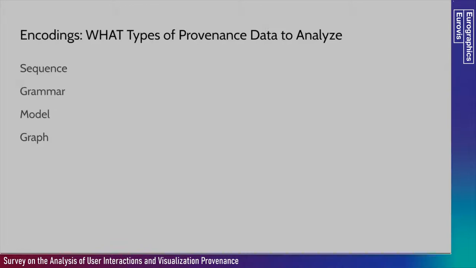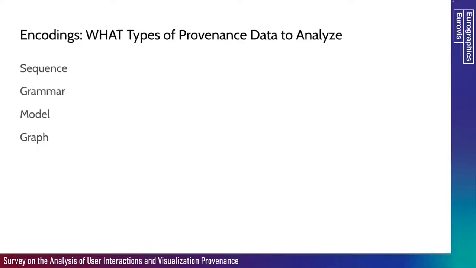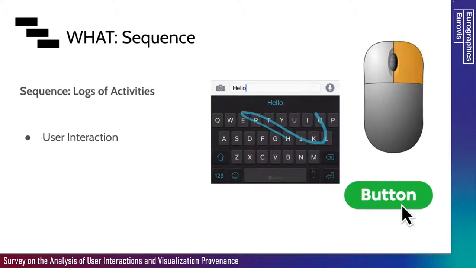In this section, we will briefly discuss the types of provenance data and how to encode them. We divided existing work into four types: sequence, grammar, model, and graph. Sequence is probably the easiest way to log activities. One of the most common activities is user interactions, which includes keyboard input and mouse movement.